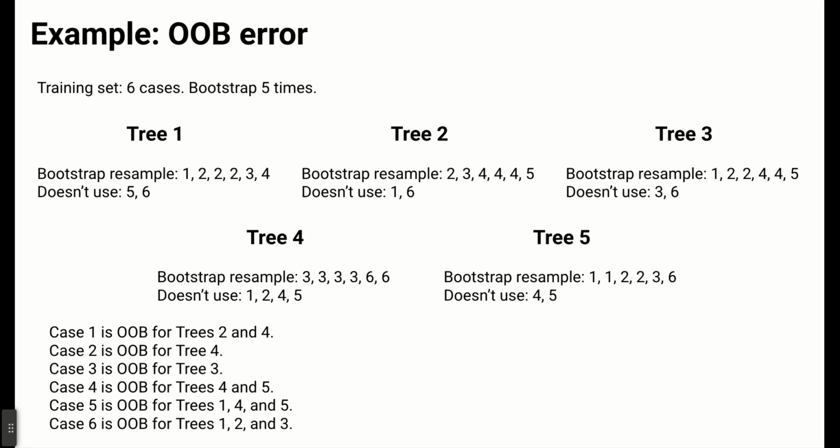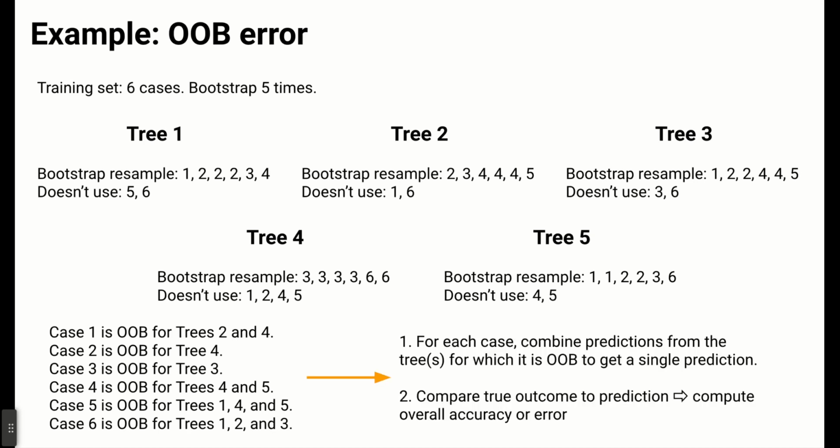We repeat this process for all training cases. Pause to verify the work shown on the bottom left, indicating what trees each case is a test case for. Ultimately, this process gives us a fair out-of-sample prediction for each case, and by comparing these predictions to the true outcomes, we can get an estimate of test error or accuracy.